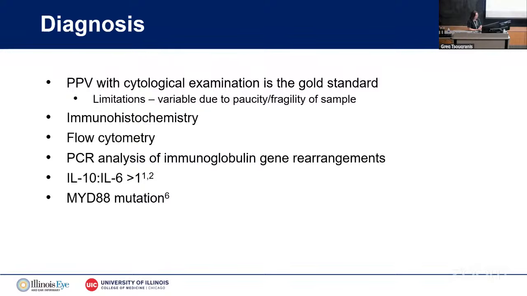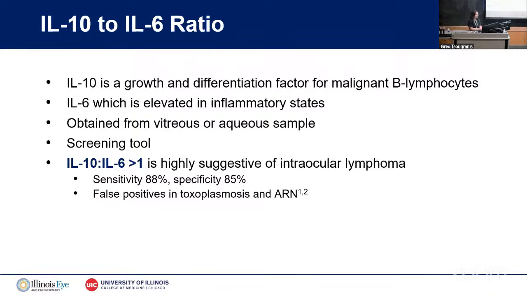But then there's PCR analysis of immunoglobulin gene rearrangements. There's also the IL-10 to IL-6 ratio greater than 1. And then a newer marker is the MYD88 mutation. To go into the IL-10 to IL-6 ratio a little more, IL-10 is a growth and differentiation factor for malignant B cells. It activates an inflammatory pathway, different from IL-6, which tends to be elevated in inflammatory states.